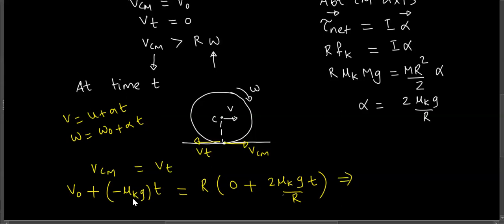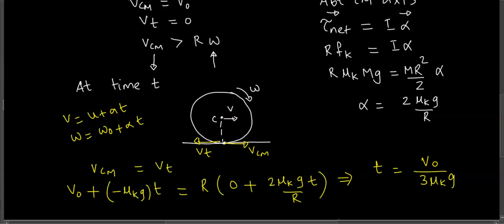So if I solve this, I'll get time. What is the time? I think mu kgt will go to the other side, r will disappear. Shouldn't it be t square over here? No. Why? This is alpha into t, right? Omega is equal to omega naught plus alpha t. Oh, sorry. Yeah, the basic equation. Okay, so from here, if I solve, the time that we get is V naught by 3 mu kg. You understand this?